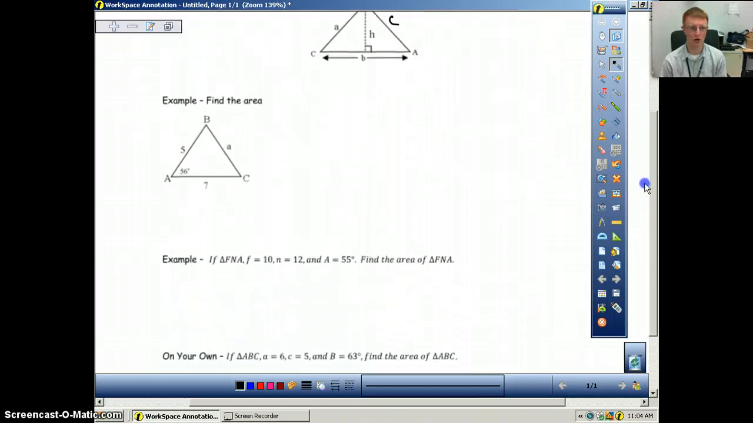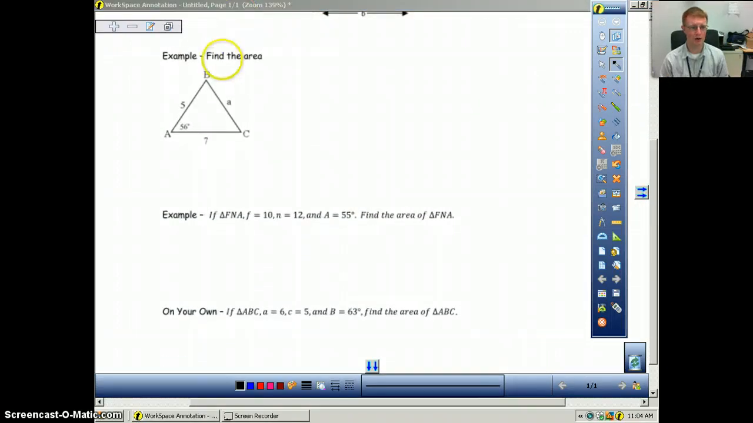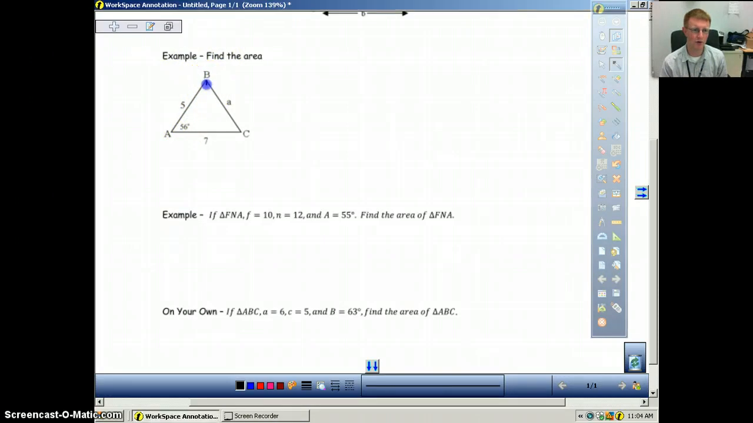So it says find the area of this based on the information that's given. The first thing we want to look at is that if we create a height straight down, that is going to create for us a right triangle. So we have a right triangle here with some information. And remember, we can't find the area without knowing the height. We have to know what this h is to be able to find the area, okay?